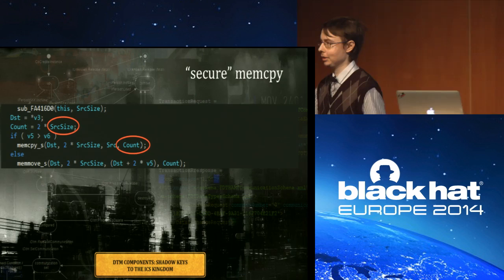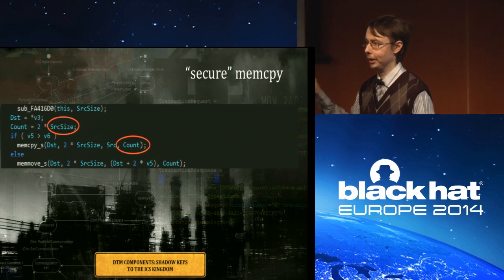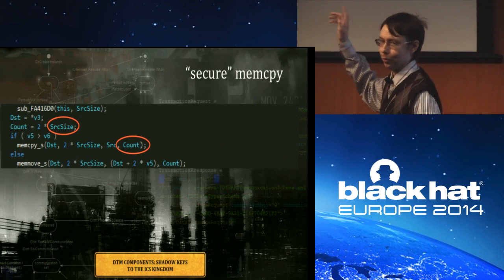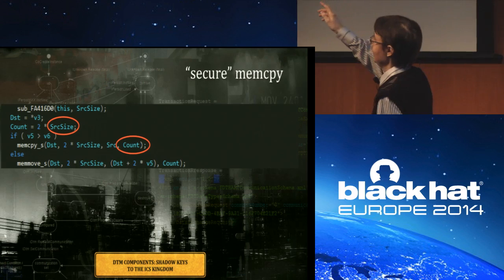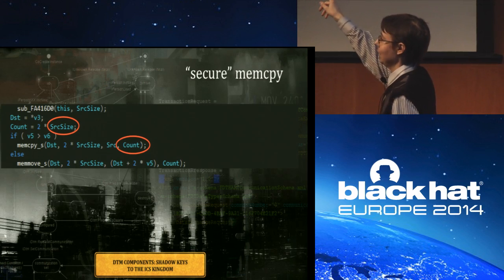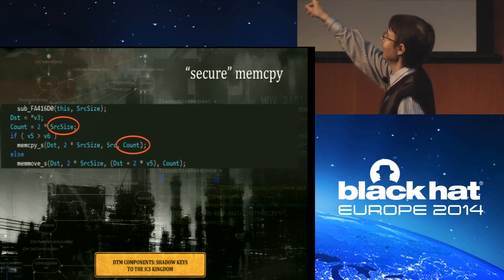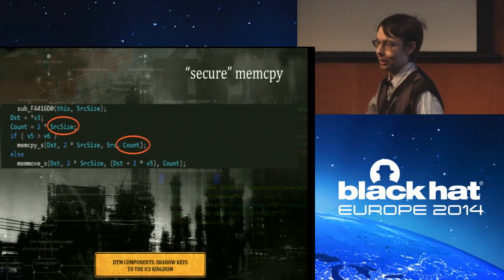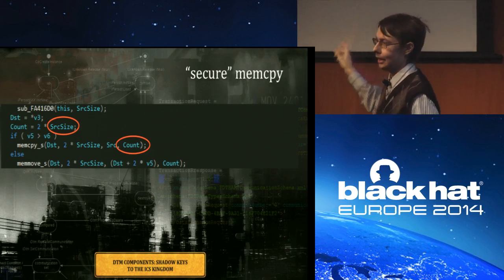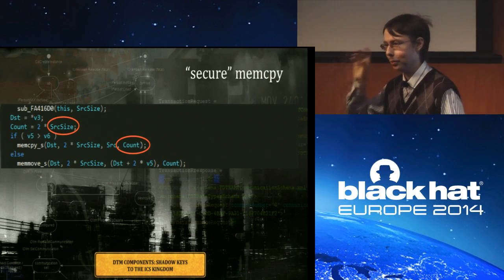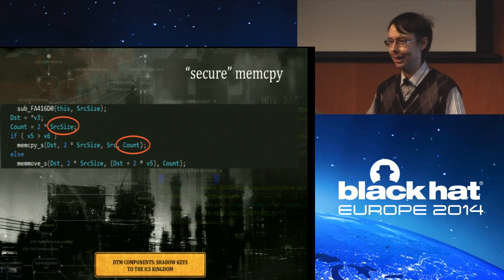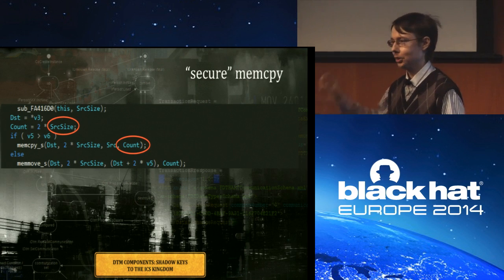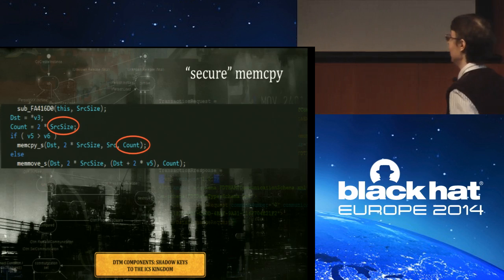As you may know, there is a secure version of memcpy, memcpy_s. Here you can see the really secure usage of memcpy_s. As you can see, the second parameter and the fourth parameter are the same: source size multiplied by 2 is equal to count. So they're using memcpy_s as a memcpy without security mechanisms. And it, of course, leads to denial of service or even worse.